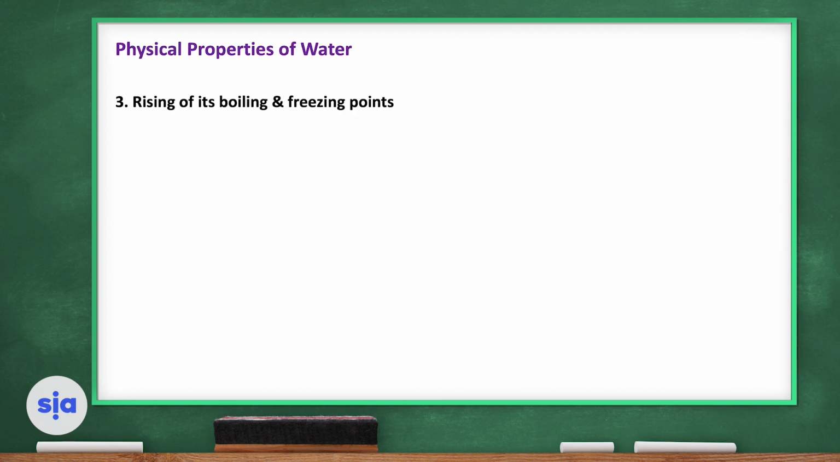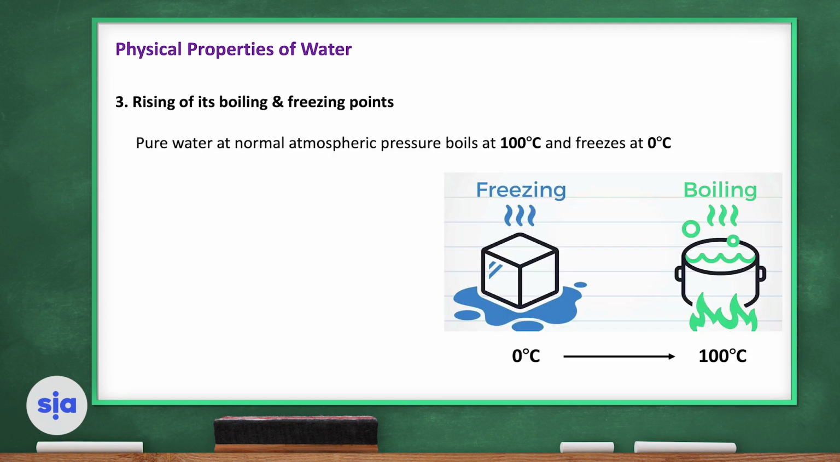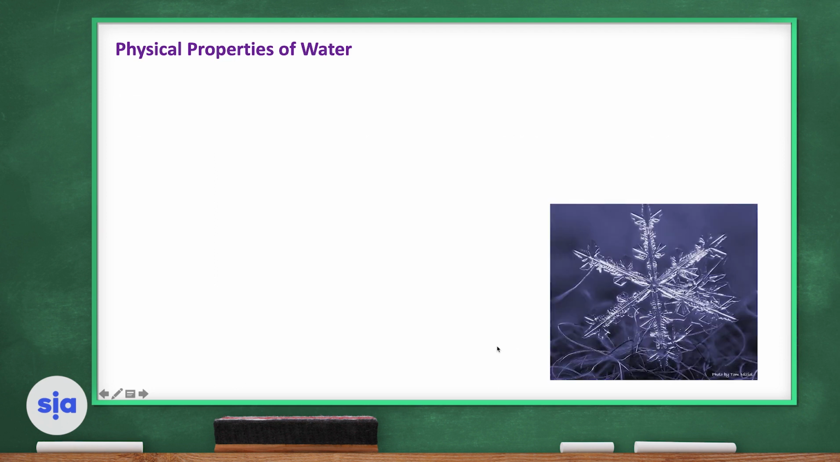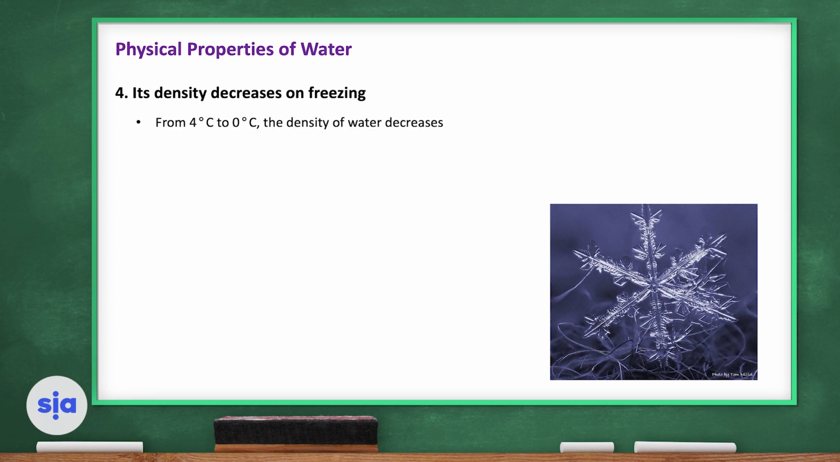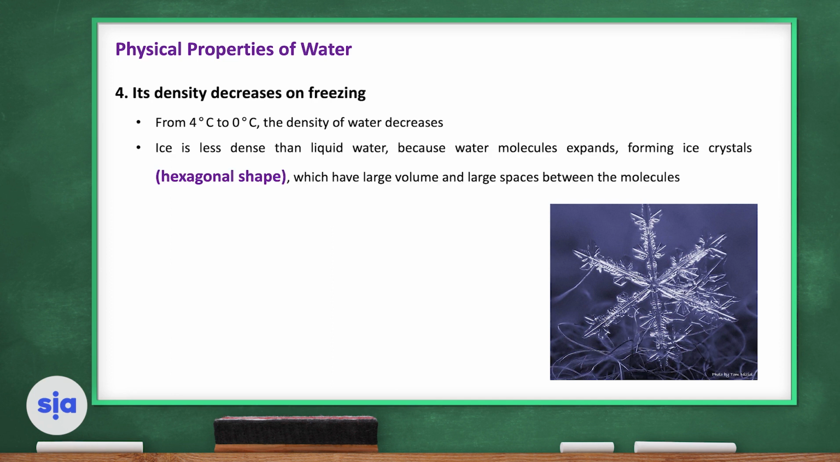What about the boiling and freezing points of water? Pure water at normal atmospheric pressure boils at 100 degrees Celsius and freezes at 0 degrees Celsius. Another unique physical property of water is that its density decreases on freezing. From 4 degrees Celsius to 0 degrees Celsius, the density of water decreases. So ice is less dense than liquid water because water molecules expand, forming ice crystals.